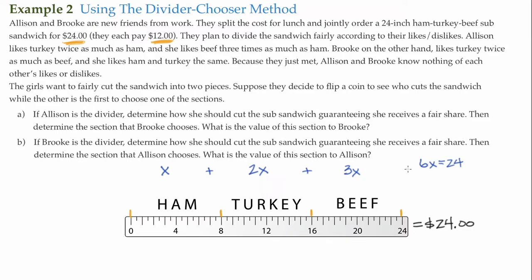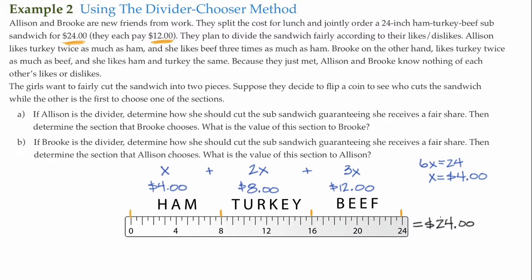Using simple algebra, we divide both sides by 6. So then X is worth $4. So if X is $4, then the ham to Allison is worth $4. The turkey, that's 2 times $4, so that's $8. And of course, the beef, that's 3 times $4 or $12. And of course, $4 plus $8 plus $12, that's equal to $24, which is the cost of the sandwich.